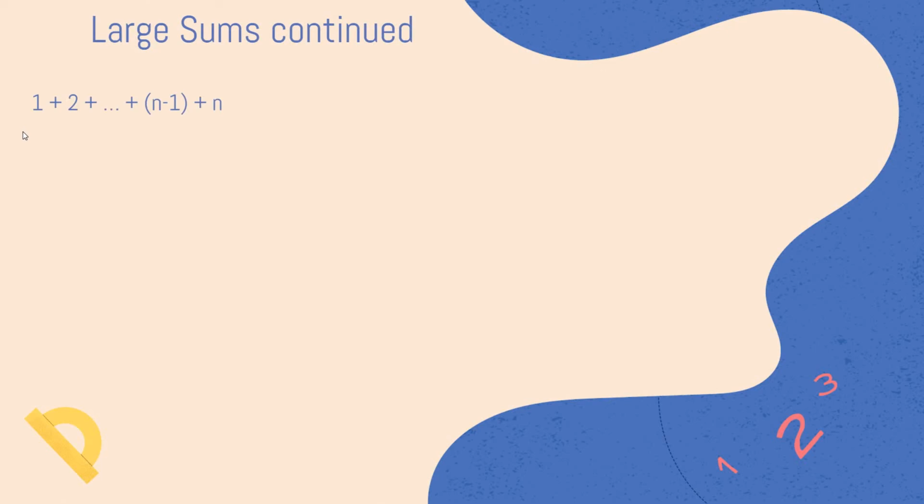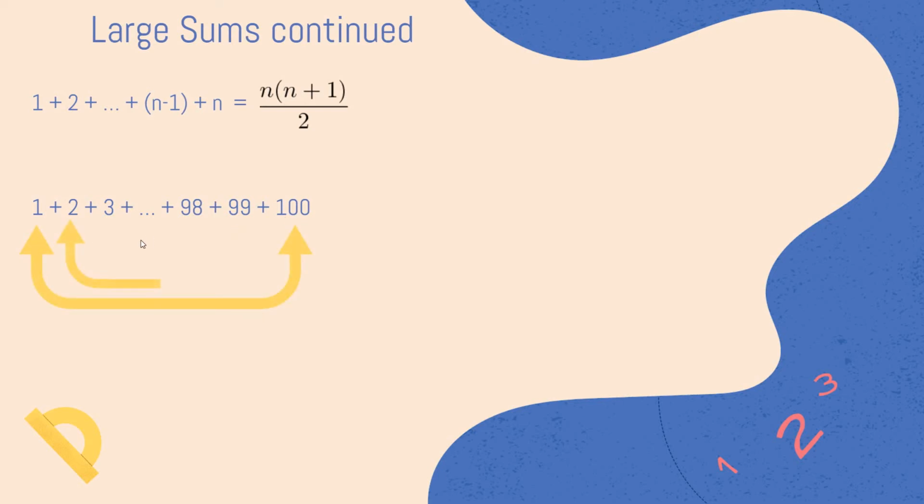That first sum had a format that looked like this. It's 1 plus 2 plus so on and so forth until some value of n. And this sum is said to be equal to n times n plus 1 divided by 2. Well, let's prove it. So taking the sum I showed you previously, 1 plus 2 plus 3, so on and so forth until 100, let's try adding opposite terms. So 1 to 100, 2 to 99, 3 to 98, and so on and so forth.